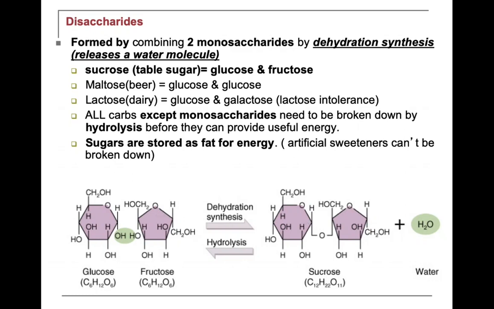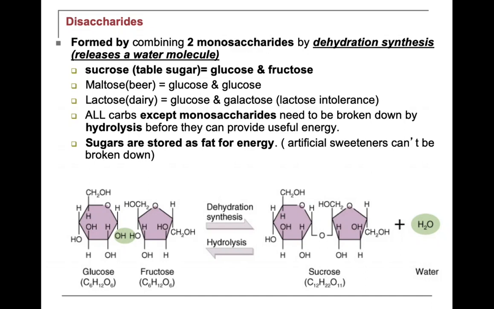Sugars can be stored as fat for energy. That's what triglycerides are. Triglycerides are nothing other than sugar stored in a fat cell. So the more sugar that you have, if you're not exercising and requiring that energy, that sugar is stored in a triglyceride. That's why people can lower their triglycerides simply by expending energy, by exercising.